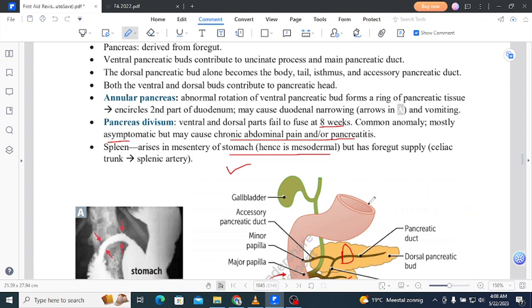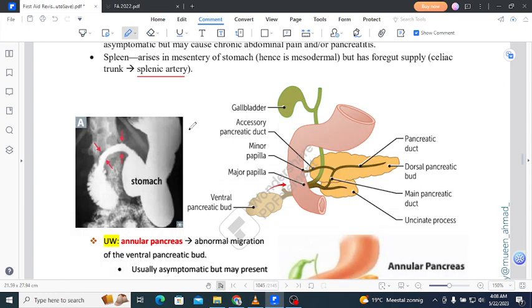Now, the problem is that, no, it's not a problem, it is a fact that the spleen arises from the mesoderm, but it is supplied by the celiac artery, which is the blood supply of the foregut, and it is also present in the foregut. So the splenic artery, a branch of the celiac artery, supplies the spleen. You'll see that in detail later on.